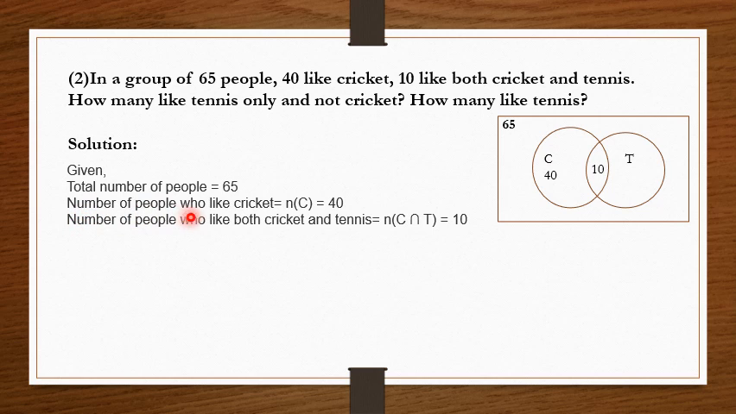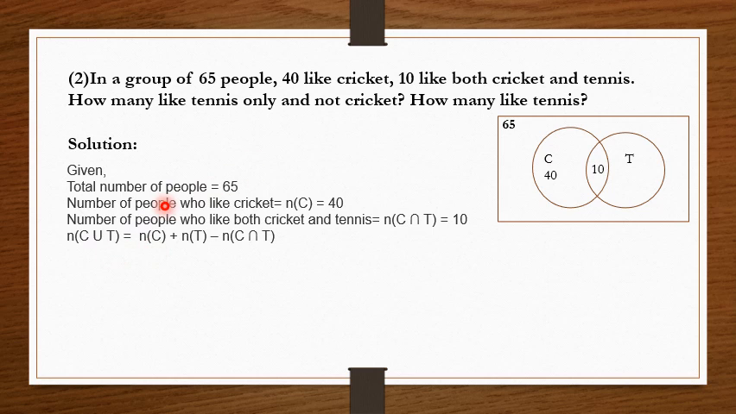Next, the number of people who like cricket, denoted by n(C), is 40. The number of people who like both cricket and tennis is n(C ∩ T). Both cricket and tennis means intersection. It's given as 10. What is the formula? n(C ∪ T) = n(C) + n(T) − n(C ∩ T).